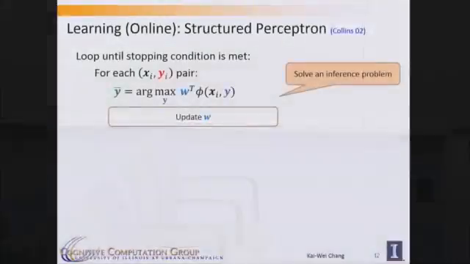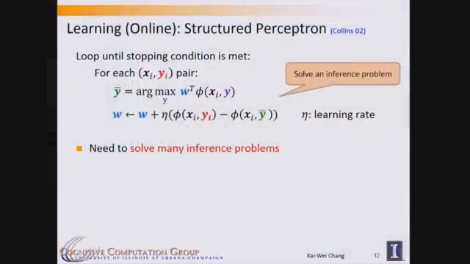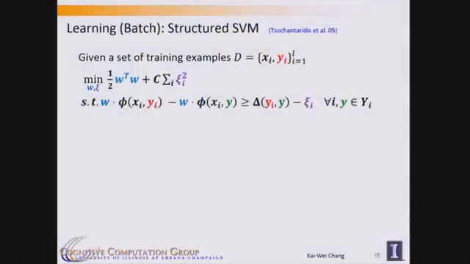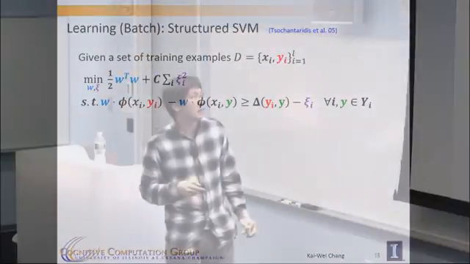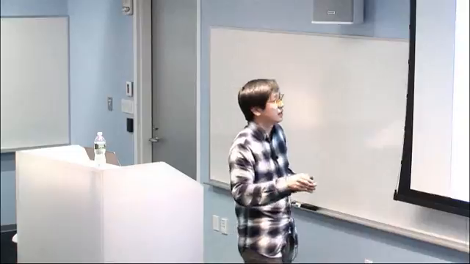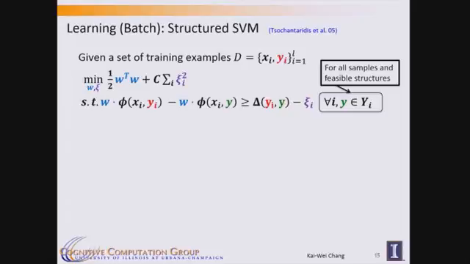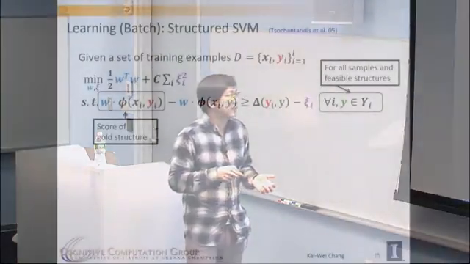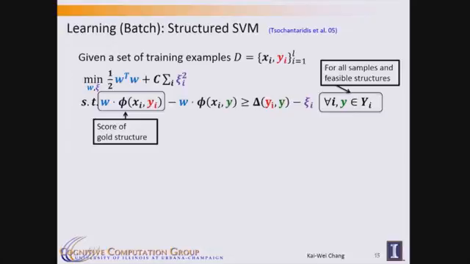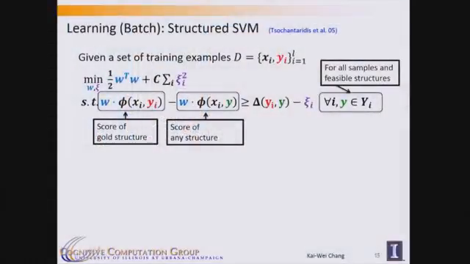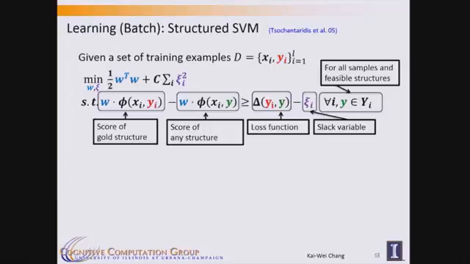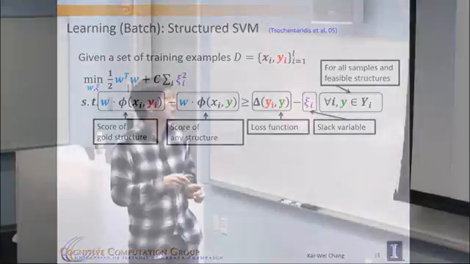Okay, so if you use a batch learning algorithm to learn the model, then, for example, you can use structured SVM. This is similar to the SVM for the binary case, but in the structured case. The constraint is basically saying that for all the samples and all the feasible structures, you want the score assigned to the gold structure to be better than the score assigned to any other structure by some loss function. If this is not satisfied, then you introduce some slack variable and add it into the objective function.